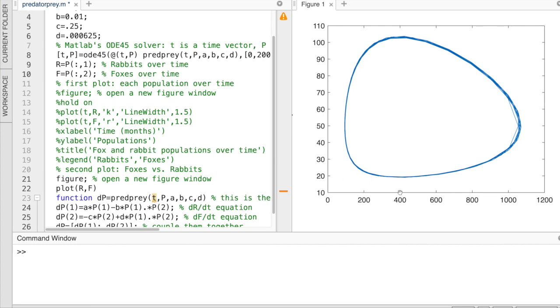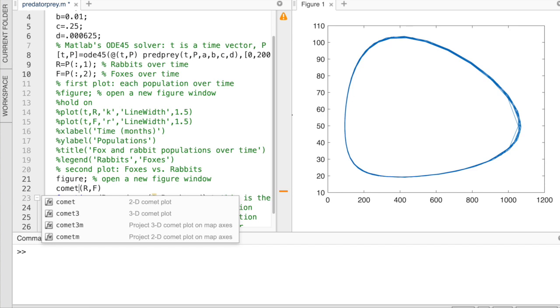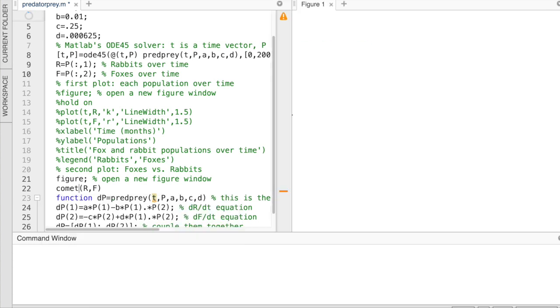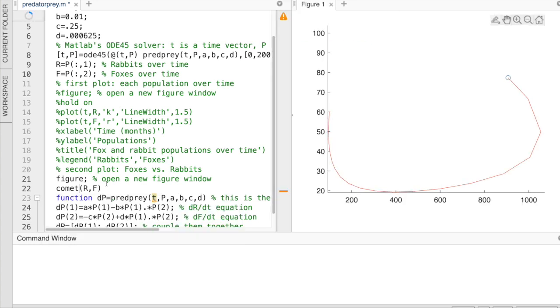The way we've plotted this, rabbits are on the horizontal axis, foxes are on the vertical axis, and what's driving the motion around and around here is the passage of time. In fact, if you want to, you could change this plot command to comet. It's going to make it like a comet. Okay, so there you can see how that curve takes shape.